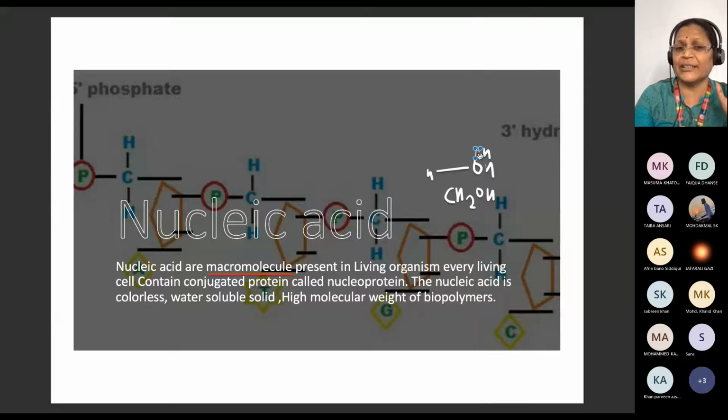So under this, we have two types of nucleic acid, depending on the sugar it contains. If it contains ribose sugar, we call it RNA, Na for nucleic acid, right? If it contains deoxyribose sugar, then we call it DNA, right? And this way we can have nucleic acid.